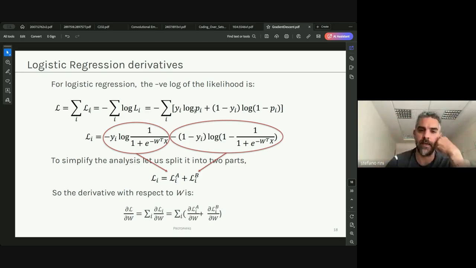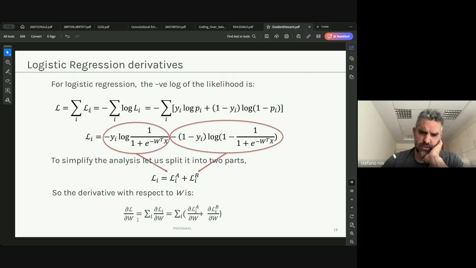Very intuitive. Then remember that here we are in a single neuron case. So this pi is a sigmoid, 1 over 1 plus e to the minus omega transpose x. x is your vector of features that enter the network, and omega is the weights. So clearly we want to take the derivative of the loss function with respect to the weights.